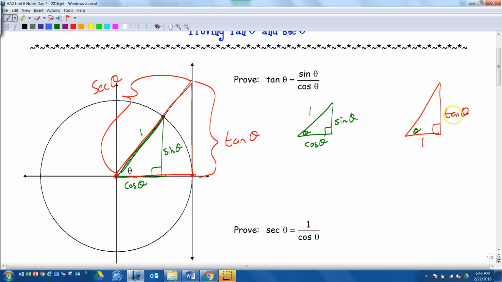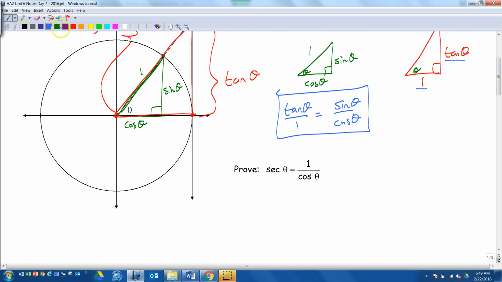So I want to solve for tangent. I know tangent of theta over 1 is equal to the corresponding side, sine theta over cosine theta. And sure enough, I just proved what I needed to prove, because tan theta over 1 is tan theta.